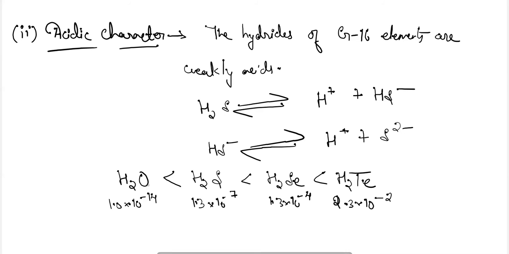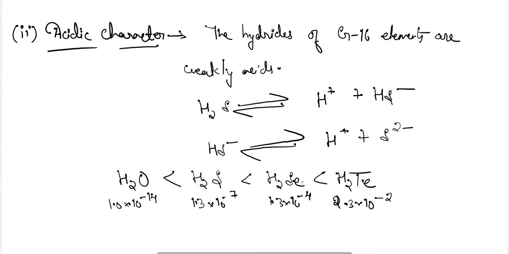So in case of oxygen it is very near, the hydrogen bond is very small, while in case of sulfur it is greater than that of the H2O, while in case of selenium it is greater than that of the hydrogen sulfide, while in case of tellurium it is very much greater than that of the selenium, sulfur and oxygen.